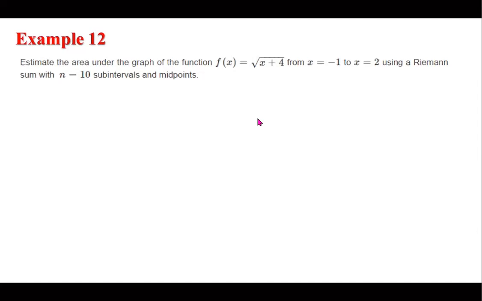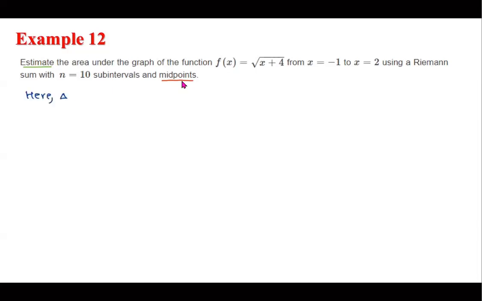This is the last question for the day. And here we are again estimating the area under this graph, f of x equal to square root of x plus 4, from x equal to -1 to x equal to 2, using a Riemann sum with n equal to 10 subintervals, but this time we are using the midpoint Riemann sum. The process is exactly the same, except the step where we find xk is a little different.